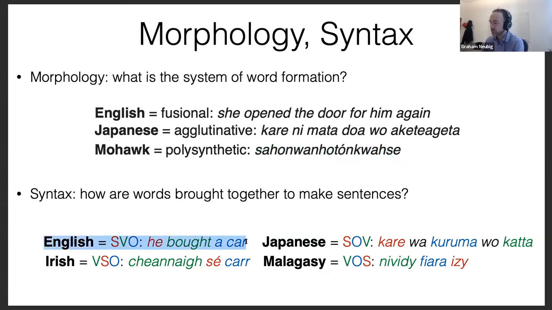Syntax is how words are brought together to make sentences. As we know, the stereotypical word order for English is subject, verb, object. In Japanese, it's subject, object, verb. In other languages like Irish or Arabic, it's verb, subject, object. And in other languages like Malagasy, it's verb, object, subject.